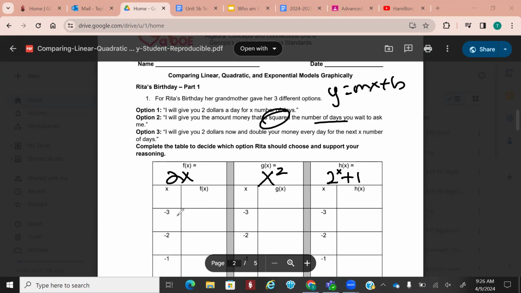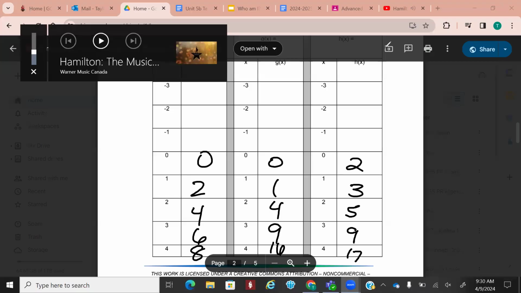Now, what I'd like for you to do is take your X values and substitute them into this equation. So for instance, if I plug in -3 into this equation, I'm going to get -6. If I plug in -3 here, I'm going to get 9. And if I plug in -3 here, I'm going to get 1 point something. Take a moment and fill in this table. I'm going to give you 2 minutes. So you should have gotten these for the positive numbers.